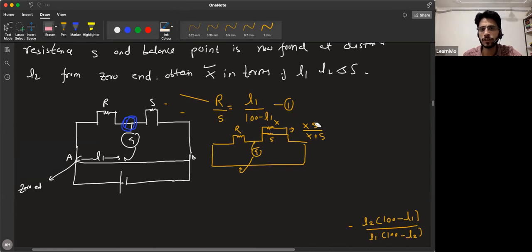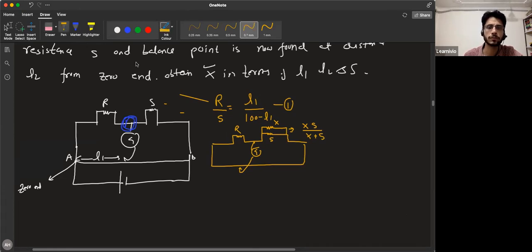Nabil Khan, can you relate this R, X's and the balancing length? What is the balancing length now? Is it the same L1 or has it changed? Changed. How much is the balancing length now? It's L2.